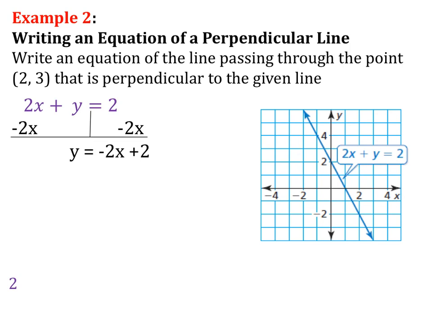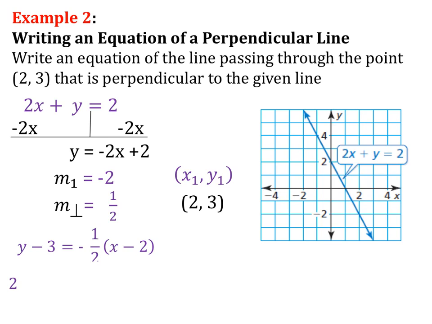And now we can identify the perpendicular slope, which has to be the opposite reciprocal. So it would be positive, and then reciprocal would be flip the fraction, so we get 1/2. And we need our line to pass through the given point 2, 3. So now we have a slope, perpendicular slope, and a coordinate that we can pass through. So we'll plug in, substitute values into the point slope form.